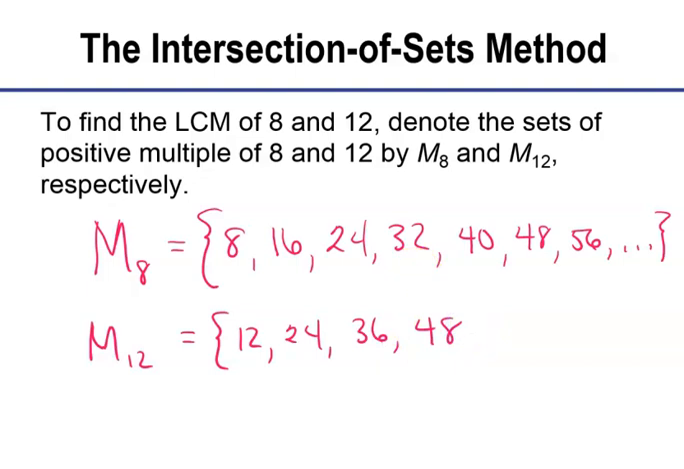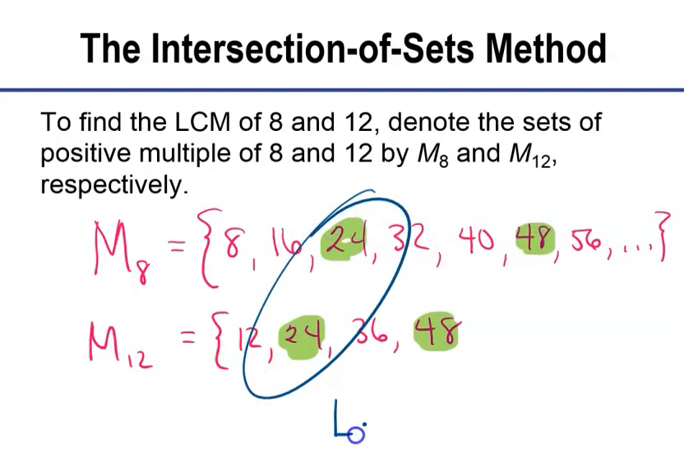The smallest number that is on both of these lists is 24. The least common multiple for 8 and 12 is actually 24. Do you see another multiple? Sure, 48. But we are going for the smallest. So we could say the least common multiple for 8 and 12 is equal to 24.